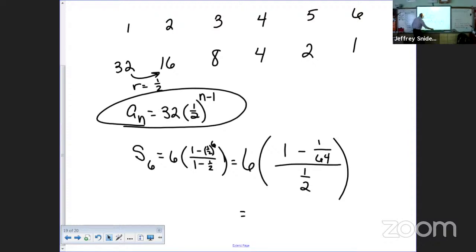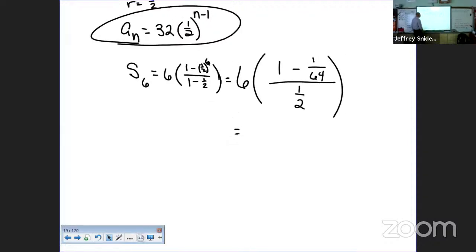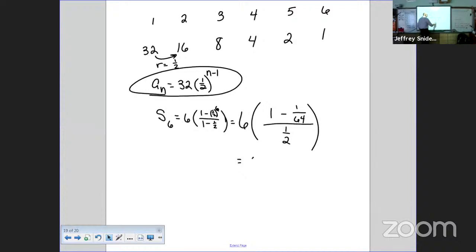Okay, we're going to keep going with this. Let me go ahead and go like this so I can see everything. So that is 6 times, guess what I'm going to make this? 64 over 64. And I should be able to do this in my head. 64 minus 1 is what? 63. So it's 63 over 64 over 1 over 2.